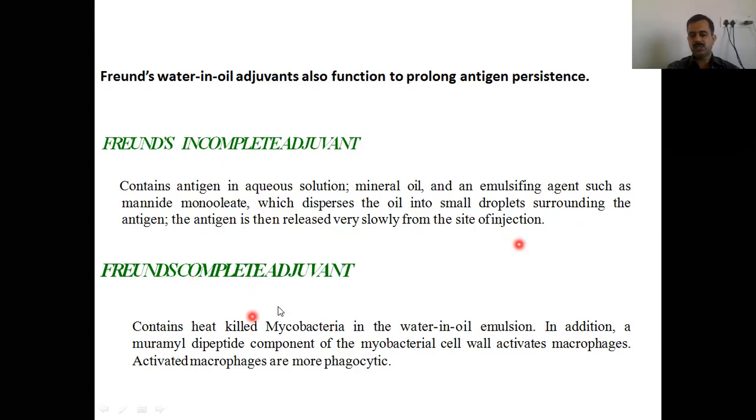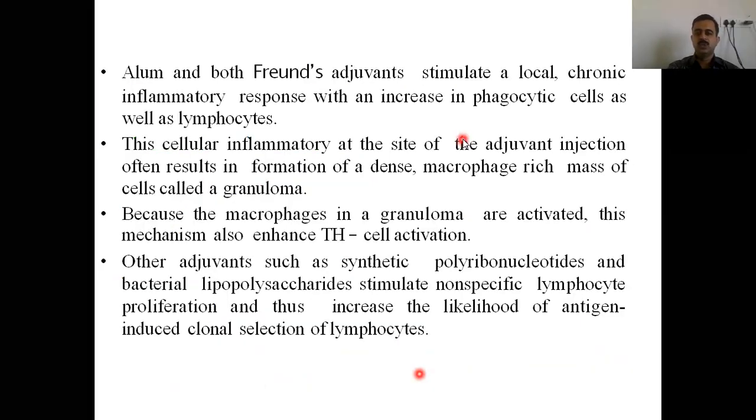Complete Freund's adjuvant contains heat-killed mycobacteria in a water-in-oil emulsion. In addition, muramyl dipeptide, a component of the mycobacterial cell wall, activates macrophages and phagocytic cells. So these are the different types of Freund's adjuvants that are associated, which are artificial and can be designed in a laboratory and then injected inside the patient in order to start an immunological response.